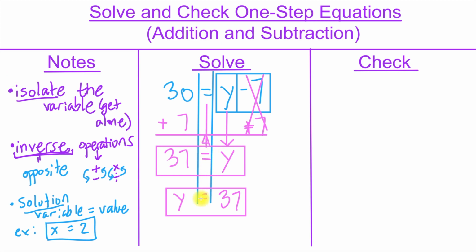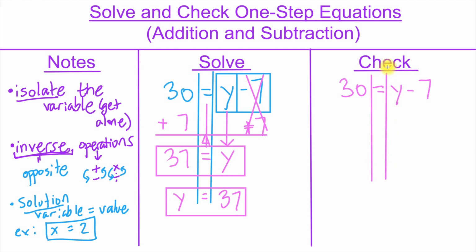Now, the last thing we have to do is a check. And all I'll do for the check is I'll start with the same exact equation. 30 equals y minus 7. So we have 30 equals y minus 7. I'll separate the left side and the right side by drawing a line down the left side of the equal sign and down the right side of the equal sign.